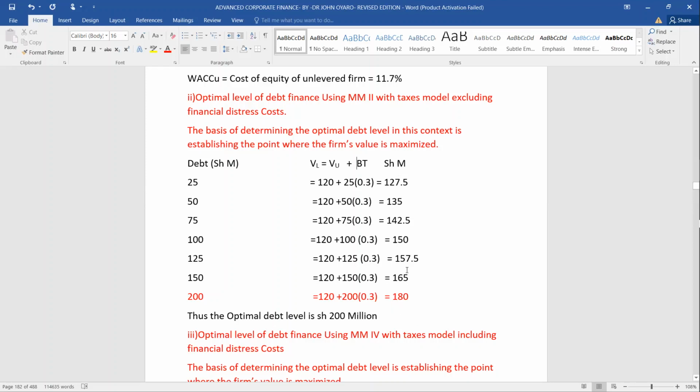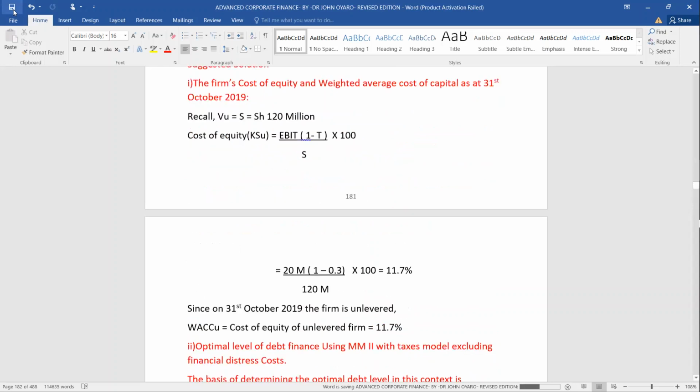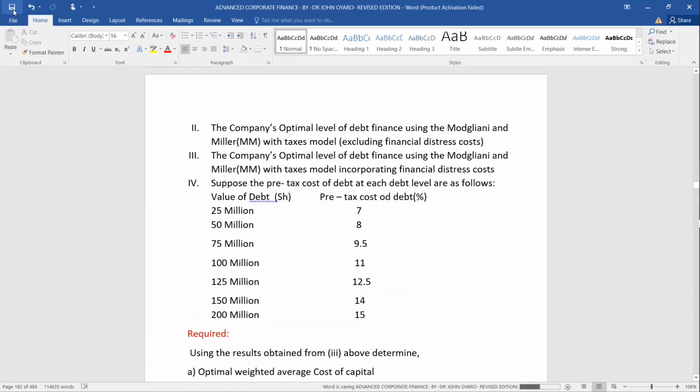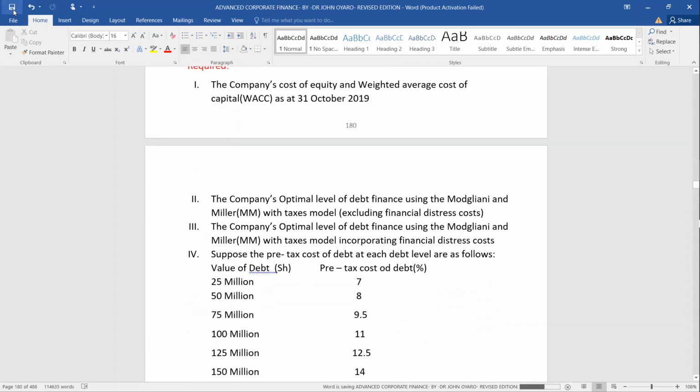If we use the MM2 with corporation taxes model, the value of this firm is maximized at 180 million. Therefore, the optimal debt is the corresponding debt of 200 million. That is where the value of the firm is maximized. Is that okay, ladies and gentlemen? Yes, understood. That winds up number 2.